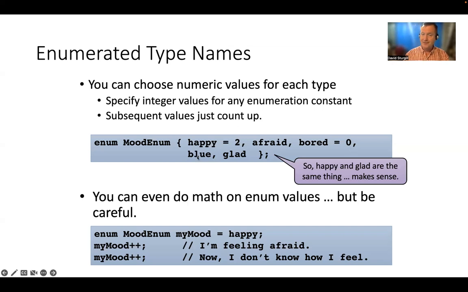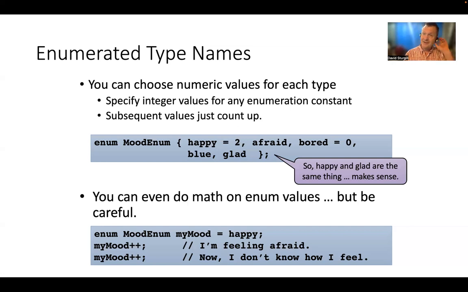So blue will get a value of 1. Glad will get a value of 2, which is really another name for the same thing we had with happy. C doesn't prevent that. If you want 2 different names for the same enumerated value, you can do that. It's just those will always compare the same way. So defined this way, I really can't tell the difference between happy and glad.